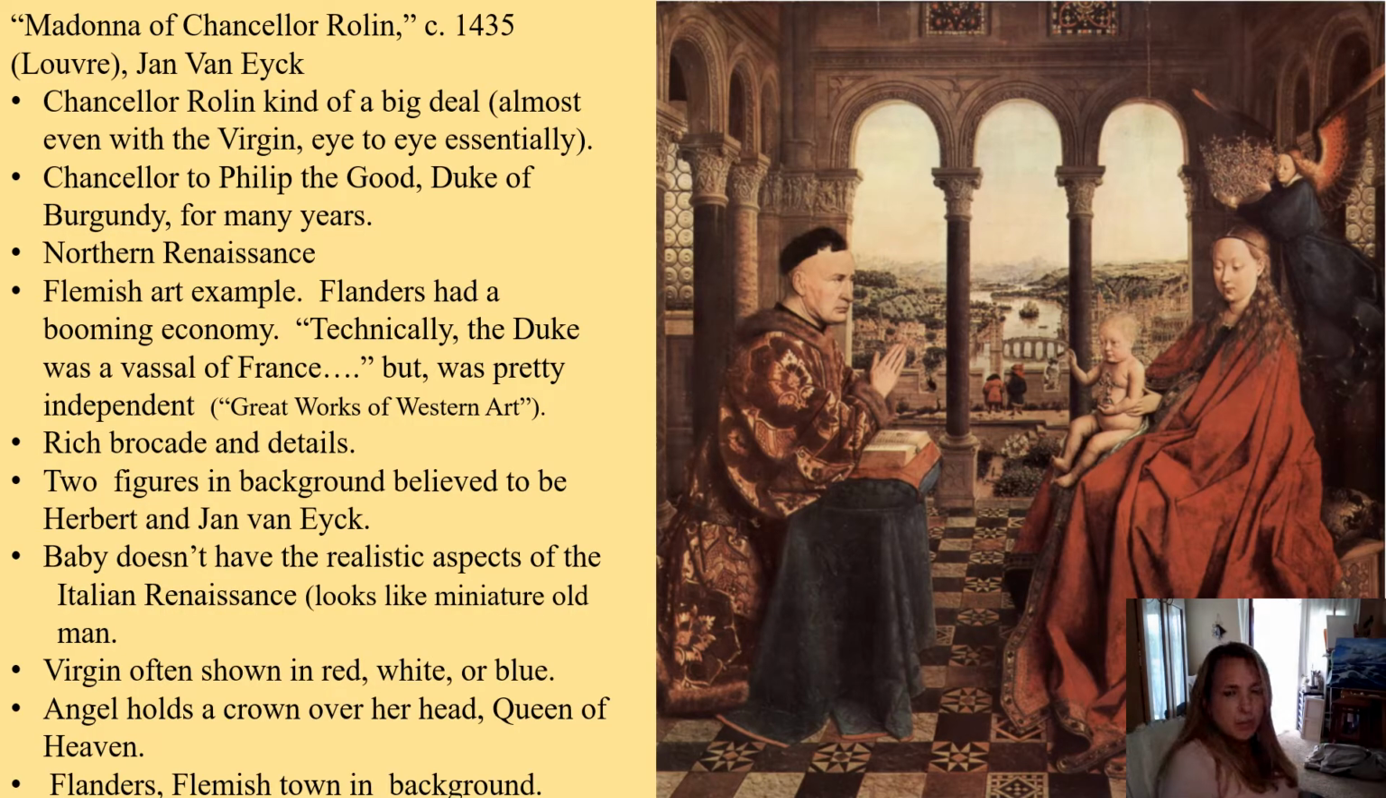So this is by Jan van Eyck, and Hubert van Eyck was also an artist as well. Chancellor Rolin, kind of a big deal. He's Chancellor to Philip the Good, Duke of Burgundy, for many years. Flemish art, Flanders had a booming economy. Technically, the Duke was a vassal of France, but was pretty independent and had pretty much power of his own.